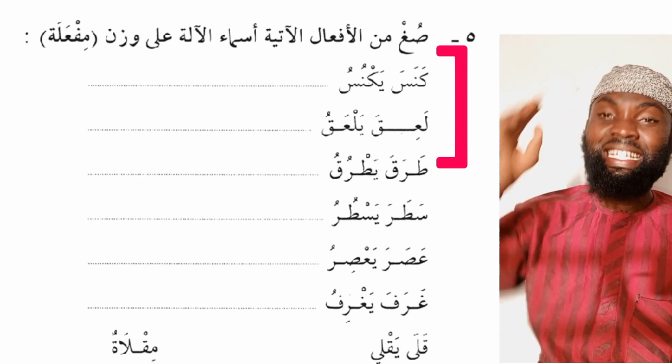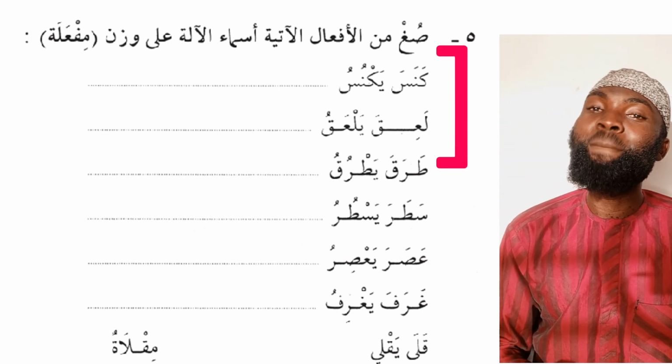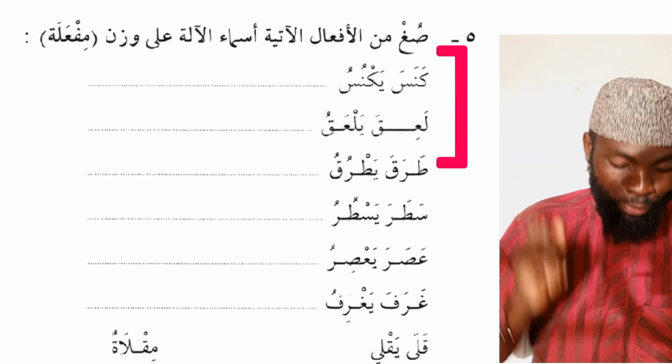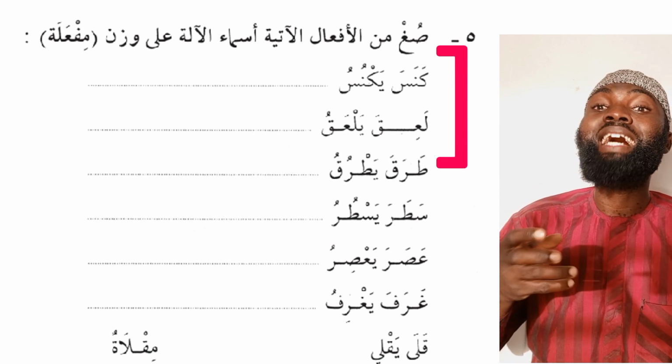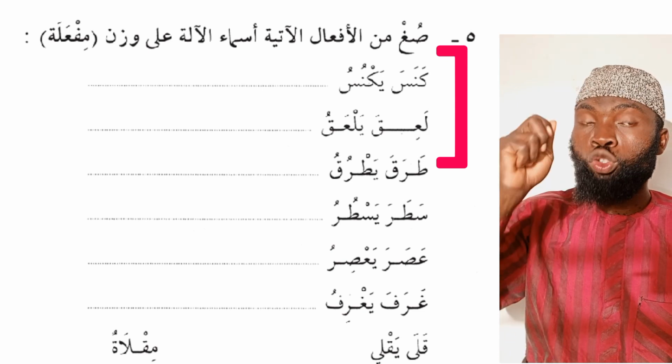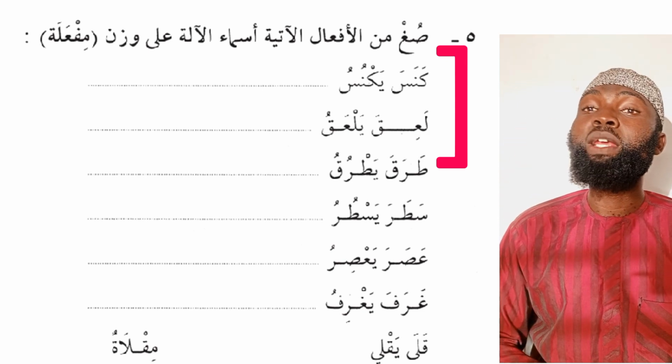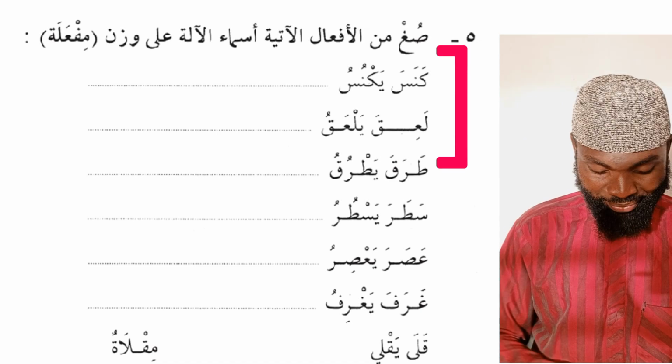The first verb is kanasa yaknusu, he swept, he's sweeping. Miknasatun, sweeper, which means broom. La ako yal aku, to lick, he's licking. Mil akotun, spoon. Toroko yaturuku, to knock, to hit. Yaturuku is hitting, to be mitorokotun, hammer.